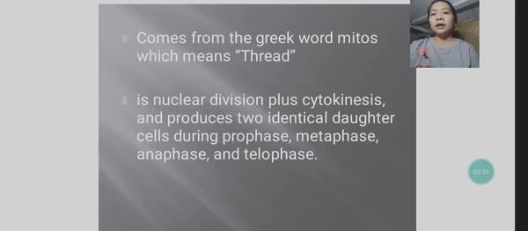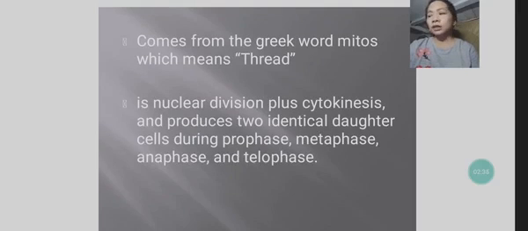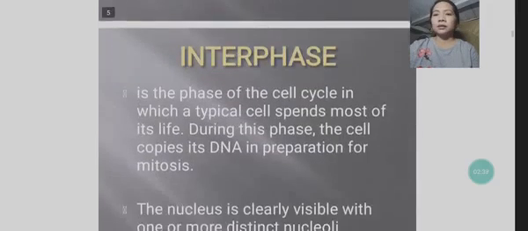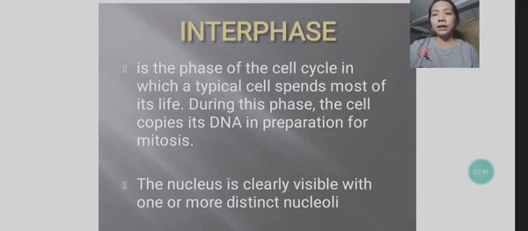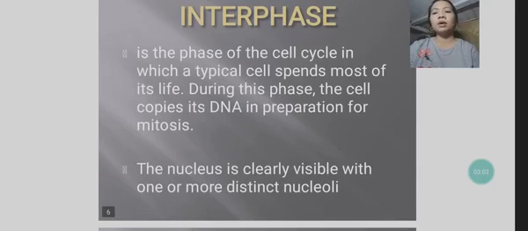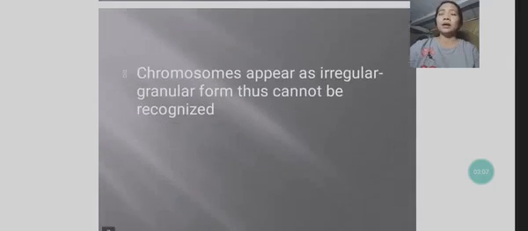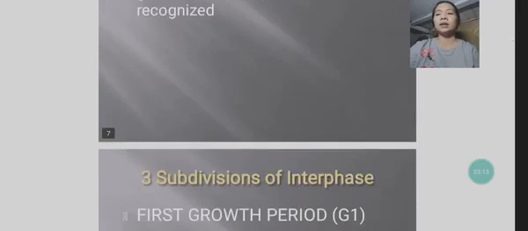Okay, mitosis has stages. The first phase is the interphase. Interphase is the phase of the cell cycle in which a typical cell spends most of its life. During this phase, the cell copies its DNA in preparation for mitosis. The nucleus is clearly visible with one or more distinct nucleoli, and the chromosomes appear as an irregular granular form, thus cannot be recognized.